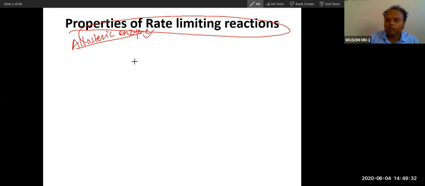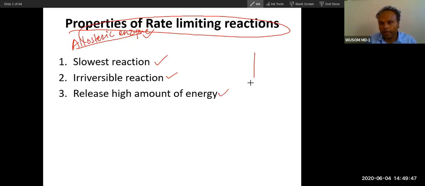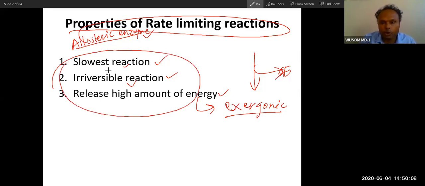And then these steps are irreversible steps, slowest steps. At this stage there will be release of energy, and that is, these reactions are exergonic reactions. Exergonic reaction, irreversible reaction, and slowest reaction. So these are the features of rate limiting steps. Just remember that whenever I tell you rate limiting step: slowest, irreversible, and exergonic.